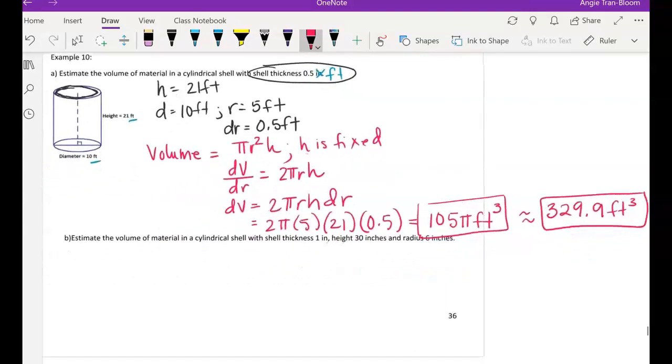So with these types of questions, what you really want to know is, all of these numbers are given to me. Do I know what they represent? That's really what you want to be mindful of.